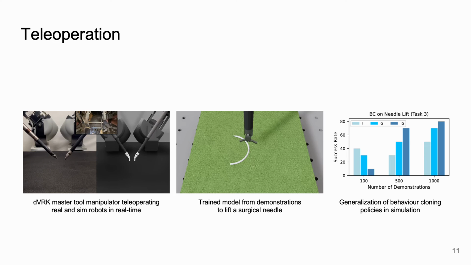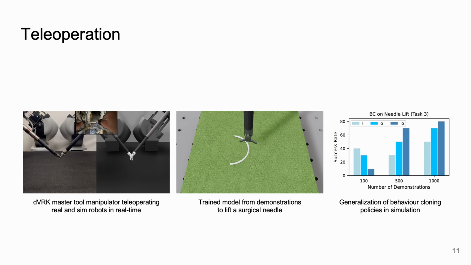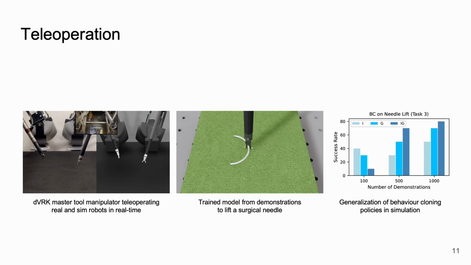To show the performance of models trained in simulation, in one experiment, different numbers of demonstrations were collected for a needle lift task. And from the right plot, we can see that the success rates were improved for the models which were trained on demonstrations with both randomized initial and goal states.